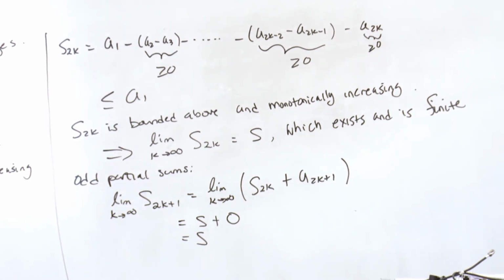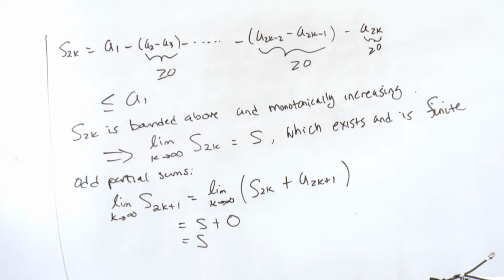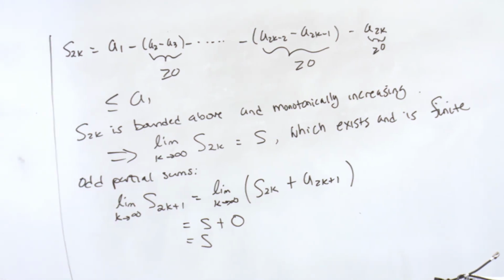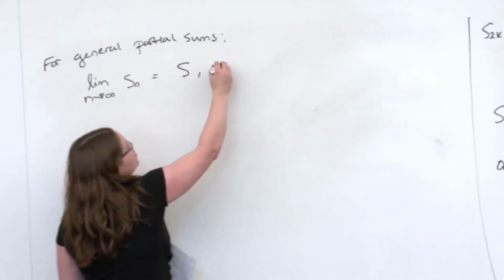Right, so that means if I look at my general partial sums, take the limit as n goes to infinity of Sn. Okay, and as n is going to infinity, it's jumping between even and odd values. But it doesn't matter which of those values it's taking. These partial sums are trying to go to S in either case. So this is indeed S, which again is finite.